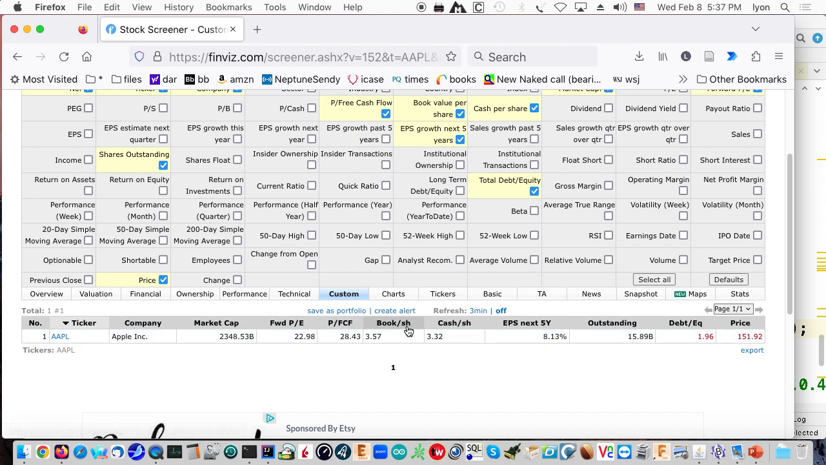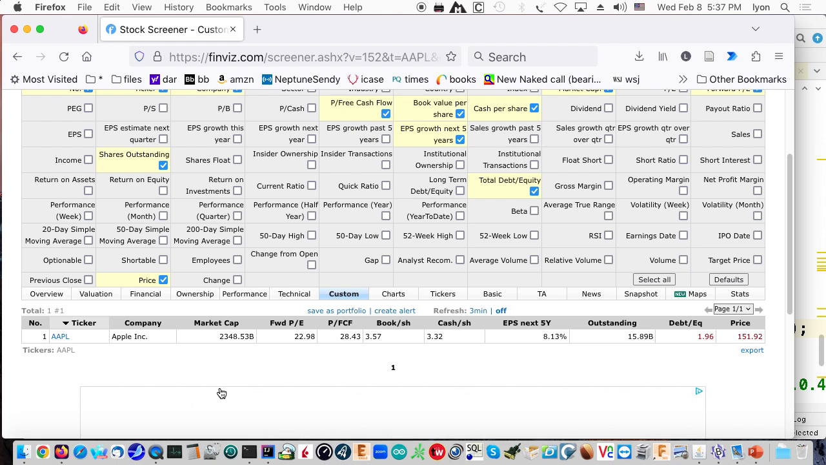by free cash flow per share. We have the book value, price per share, cash per share, earnings per share over the next 5 years will be growing at 8.13%. We'll have 15.89 billion shares outstanding. This is Apple now, so it's big. And it looks like we've got a debt per share divided by equity, which is equal to the book value. So that's debt per share divided by book value per share. And then we have a price. And so that's the price that Apple experienced last.